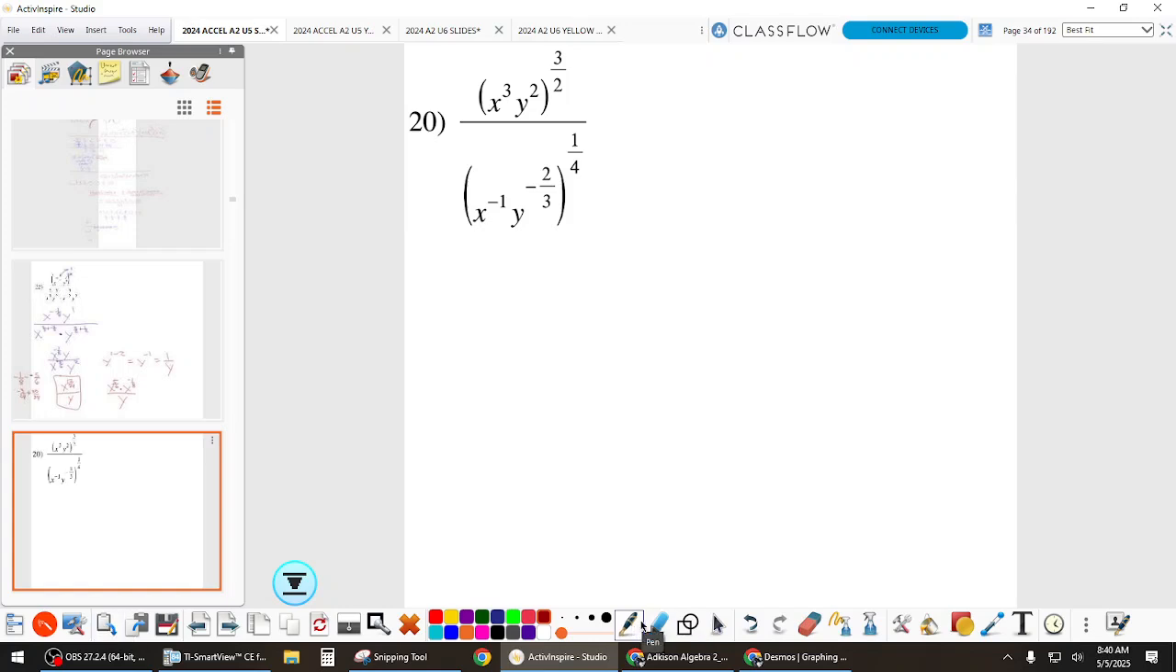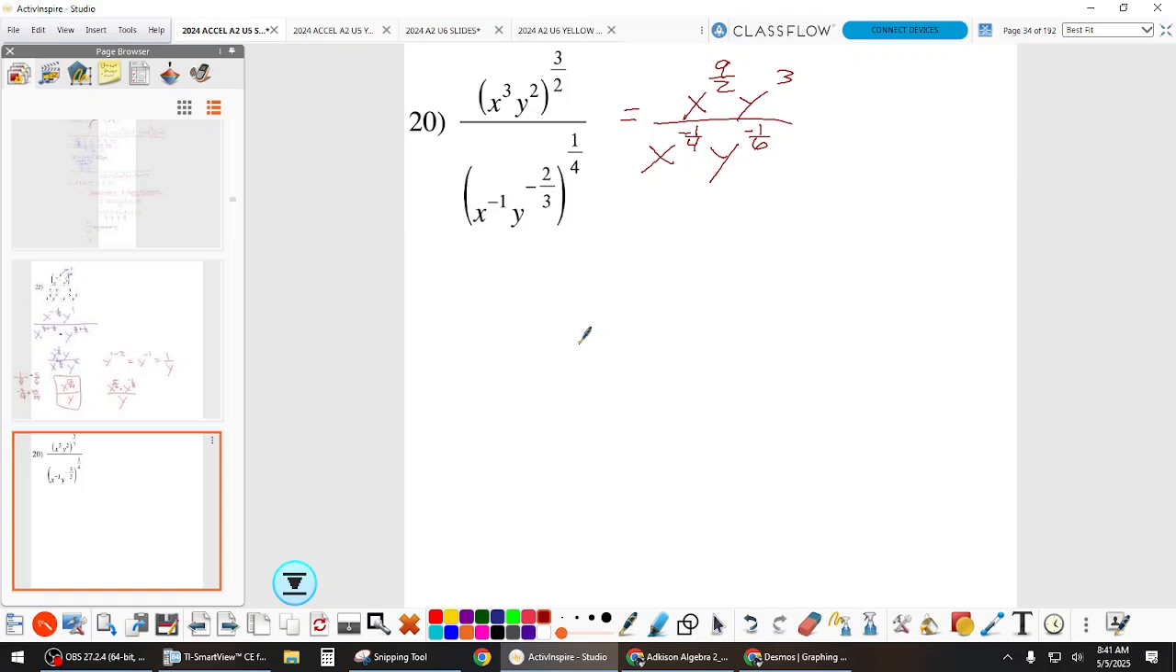Alright, so again, get rid of the parentheses, top and bottom, probably the faster way. So 3 times 3 halves is 9 halves, and 2 times 3 halves is just 3. Okay, down here we'll get x to the negative 1/4, and what is that? Negative 2/12, negative 1/6. Okay, so minor difference. Good? So, alright, what would you do next?